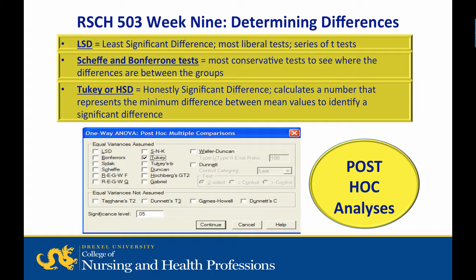There are several post hoc analyses that can be employed with ANOVA. One is the least significant difference test, LSD, that is the most liberal of the post hoc analyses. It is simply a series of t-tests. The Scheffé and Bonferroni tests are the most conservative tests that can be used to see where the differences exist between the groups. The Tukey honestly significant difference test calculates a number that represents the minimum difference between mean values to identify a statistically significant difference.